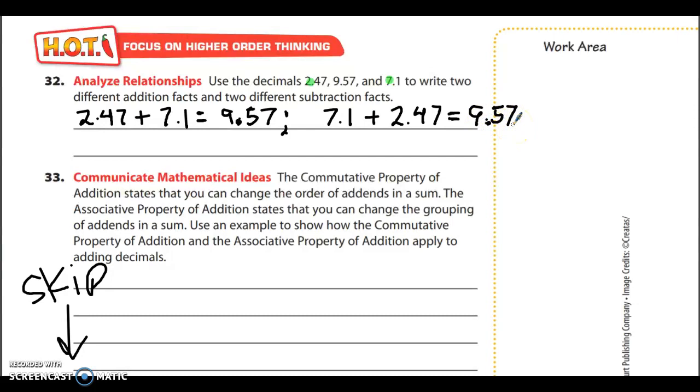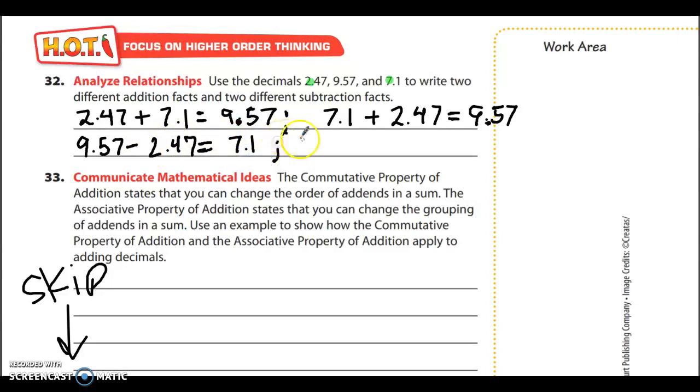Now I have to write two subtraction facts. And again, you can't just change any old order. Let's think about this. If I put 7 first, would it be true 7 minus 2 is equal to 9? No, that's not true. You have to start with your greatest value when it comes to subtraction. And the greatest value is 9. So I'm going to write 9.57 minus 2.47. I'm just going to round real quick. What would 9 minus 2 be? That'd be 7. So my difference is going to be 7.1.